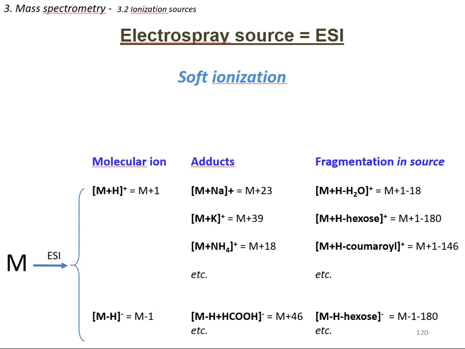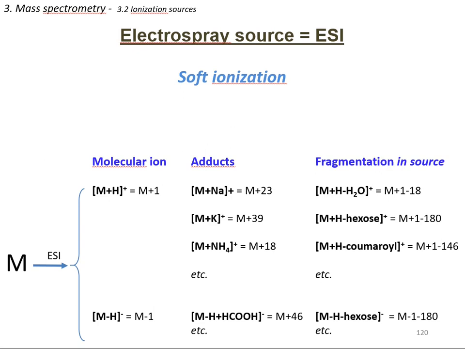Moreover, you can have fragmentations in source, which means that molecules with hydroxy chemical function can lose a molecule of water. Molecules that are conjugates of sugars can lose the sugar, or conjugates of phenolics can lose the phenols. And this is possible both in positive and negative mode. For example, if a molecule is losing a molecule of water, H2O, during the ionization, it will make M plus H minus H2O, which is M plus 1 minus 18. So the mass of this ion will be M plus 1 minus 18, and so on.